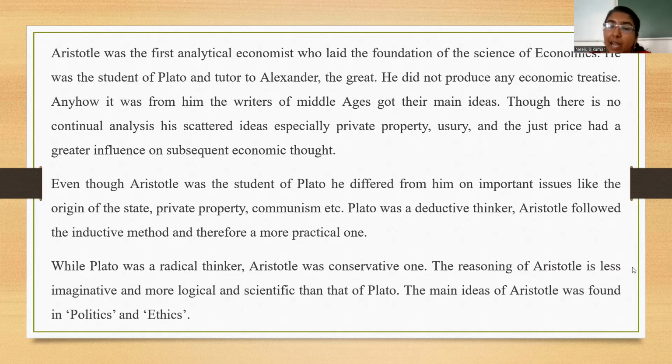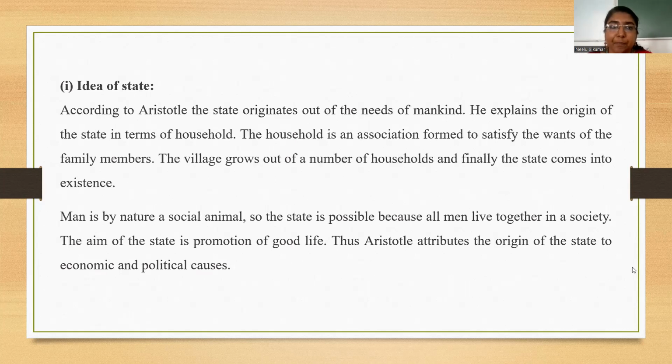The main ideas of Aristotle are found in his two major books, in his two major fields, politics and ethics. The ideas of Aristotle we can divide under 10 major headings, and let's see them one by one. The first one is the ideal state idea.